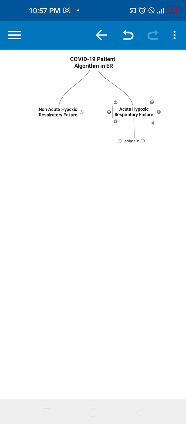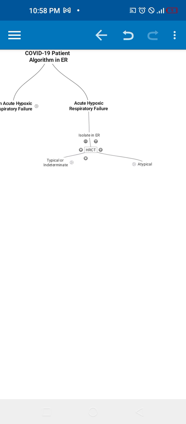Whenever a patient comes with acute hypoxic respiratory failure, we will isolate this patient and perform HRCT. HRCT gives us two types of information. Number one, the finding may be typical or indeterminate. In this condition, we have to isolate the patient, send PCR and start full precautions.